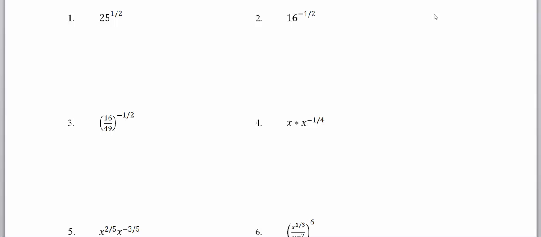Today we're going to look at simplifying some expressions which have rational exponents. And we've had exponents before, but these exponents have fractions or rationals. They also are going to remind us of what to do when we have a negative exponent, also what to do with some basic exponent rules in general.